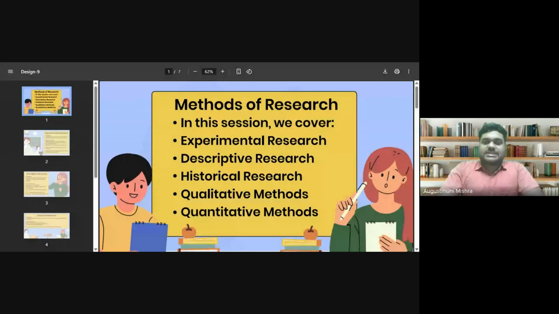So today we will start with the methods of research. First, here are some of the methods I have mentioned here, because yesterday we talked about the qualitative, quantitative, action, applied, and different methods of research, types of research. So in our today's session, we are going to start with the basic types of research, like experimental research, descriptive research, historical research, qualitative methods, quantitative methods.